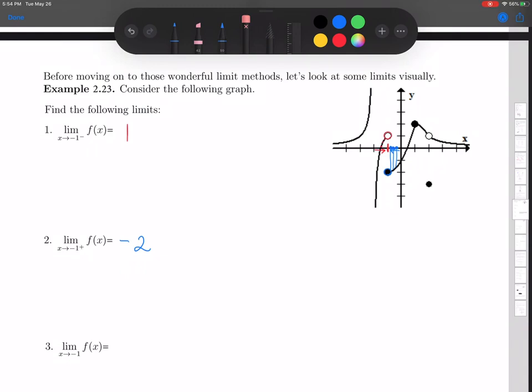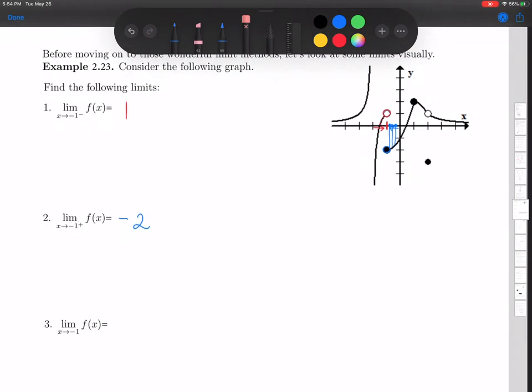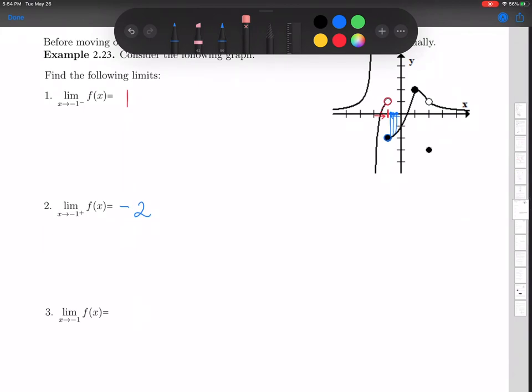If you're approaching from the left-hand side, it's a left-hand side limit. If you're approaching from the right-hand side, it's a right-hand side limit. If you just have the limit of f of x as x approaches some number in general, this is called a general limit. Now, a general limit exists when its left-hand and right-hand limits are going to the same y value. So this is very important. This is a very important concept.